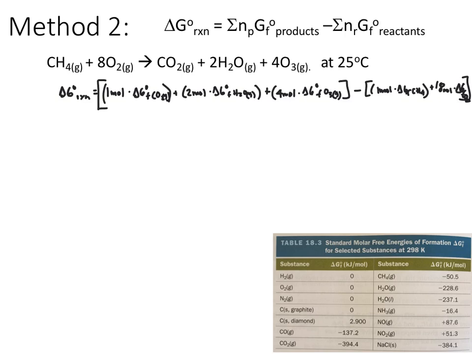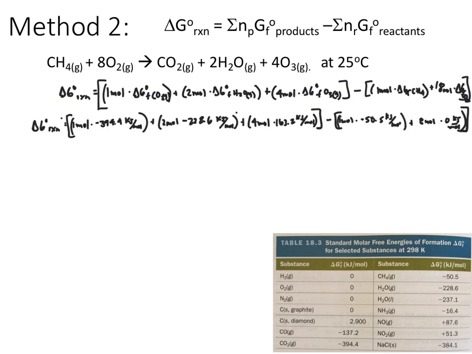Okay, so now that we have our products minus reactants set up, we're going to plug that into our equation and go from there. Okay, so now we've plugged in all of our values from our chart down here, as well as the appropriate mole quantities from the balanced equation. Okay, and we plug this into our calculator.